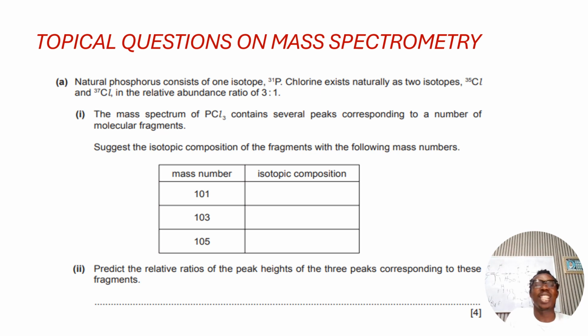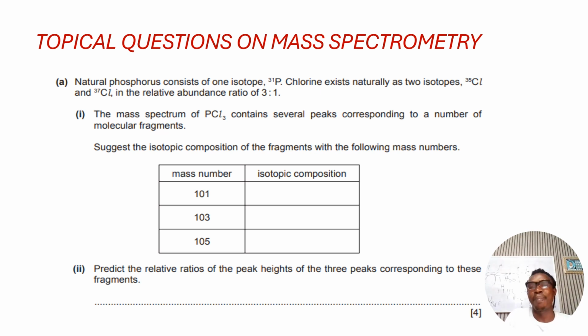The question before us is: natural phosphorus consists of one isotope, phosphorus 31. Chlorine exists naturally as two isotopes, chlorine 35 and chlorine 37, in the relative abundance ratio of 3:1. That is the molecular ion and the molecular ion plus 2 peak of chlorine. Now, the mass spectrum of phosphorus trichloride contains several peaks corresponding to a number of molecular fragments.